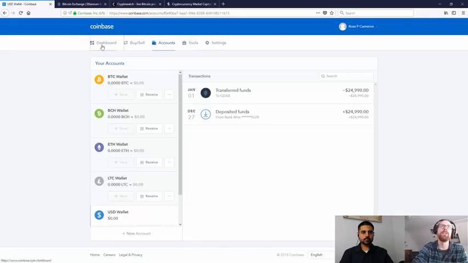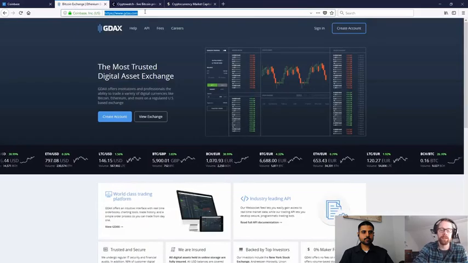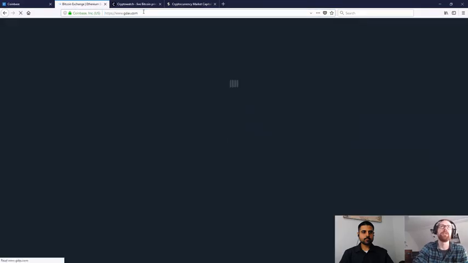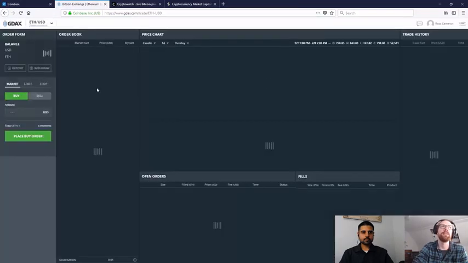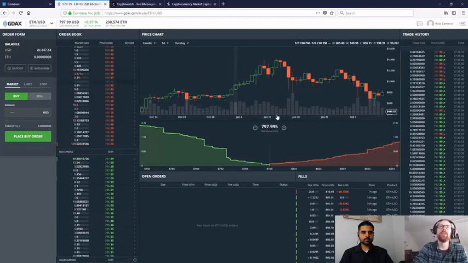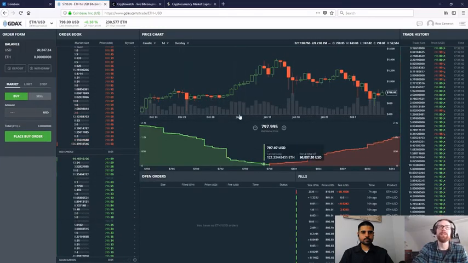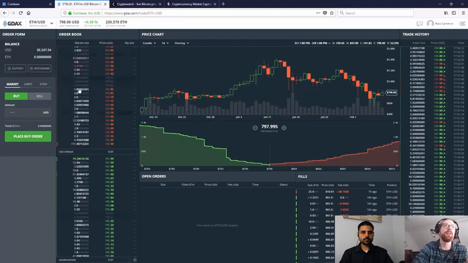Once you're all set up with Coinbase, you can go to gdax.com, and I'll just refresh this. I think it's going to know in a second that I'm already logged into Coinbase because they're owned by each other. And now you can see a pretty standard trading platform. What we have here on the left is what we would call our level 2. It's the equivalent of level 2.